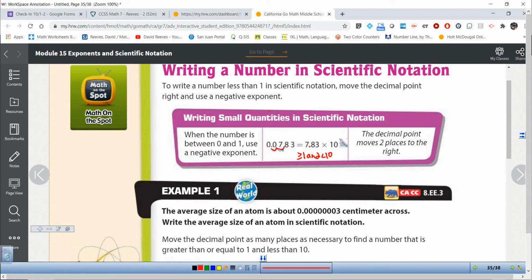I moved it 2 times. But if I put 7.83 times 10 to the second, that would be a big number, right? Well, not that big, but this is a smaller number. So again, when you have a smaller decimal number, you're looking for the negative exponent. Because what do we really have here? We have 7.83 times 1/100. Isn't that what 10 to the negative 2 is, right? And if you have that, you'd have 7.83 divided by 100, and then we know when we divide by 100, we need to move the decimal 2 places to the left, right? Hopefully you learned that a while back.